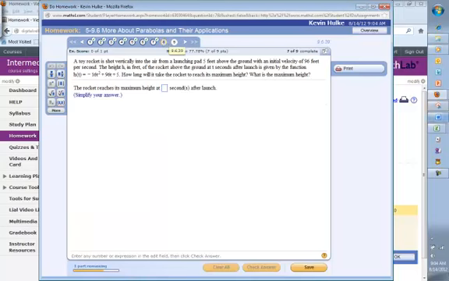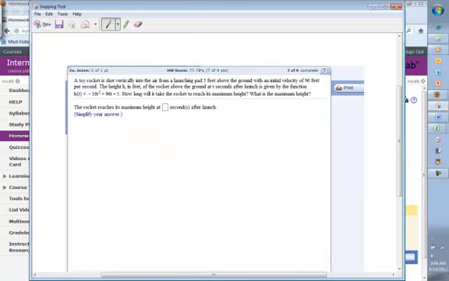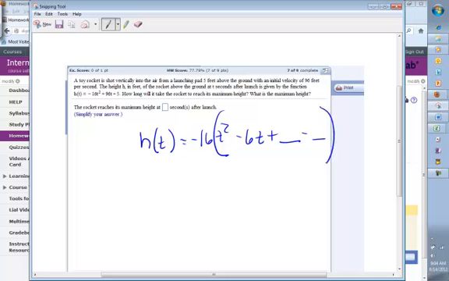Number 8. A toy rocket is shot vertically into the air from a launching pad 5 feet above the ground, initial velocity of 96 feet per second. The height at any time is negative 16 t squared plus, well, let's take out the negative 16, so that'll make this minus. If we divide 96 by negative 16, we get negative 6t plus blank minus blank, close parentheses, plus 5.